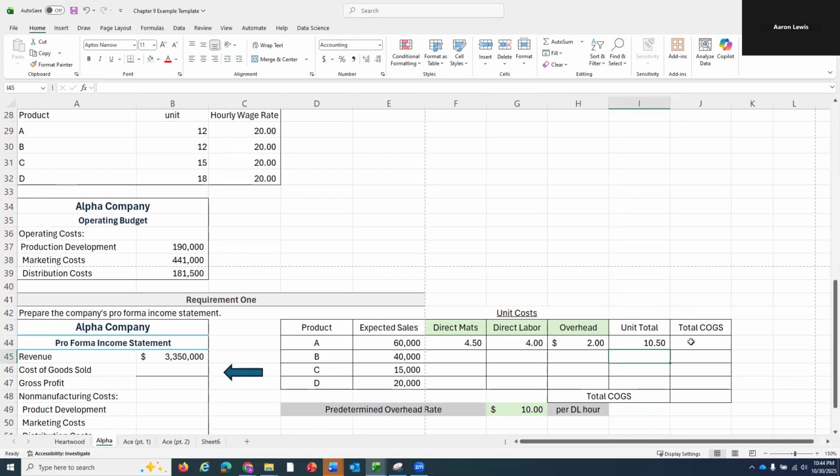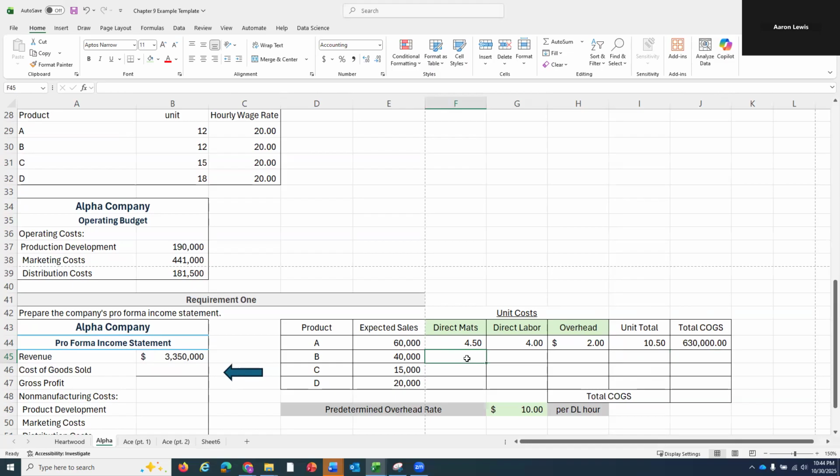Well, now I need to find my total cost of goods sold from that particular model. Well, we know how many we're going to sell. We know how much each one is going to cost. And if you expense $10.50 every time you sell 60,000 units, multiply those two numbers together, the total COGS that we are expecting to record from the sale of product A during the period is $630,000.